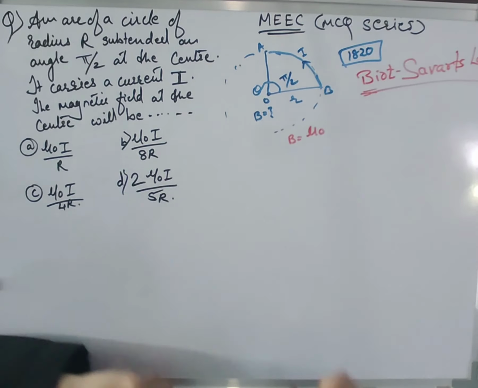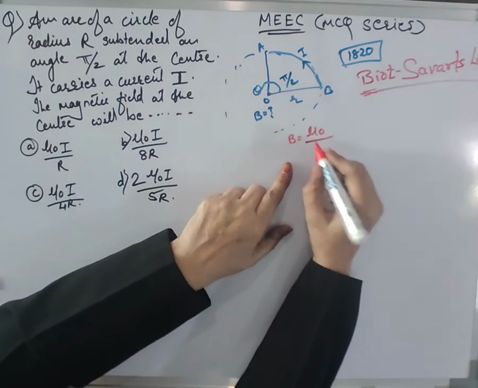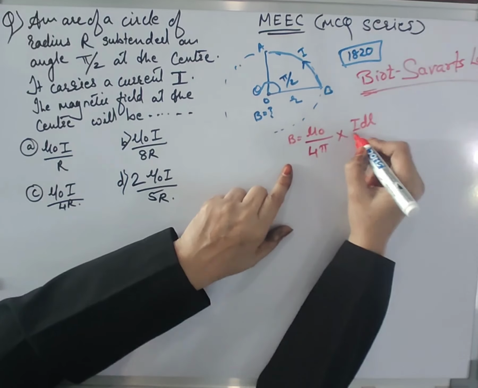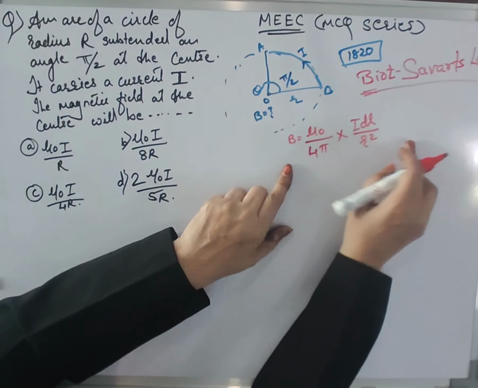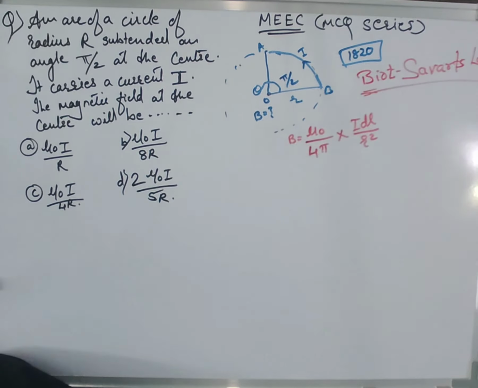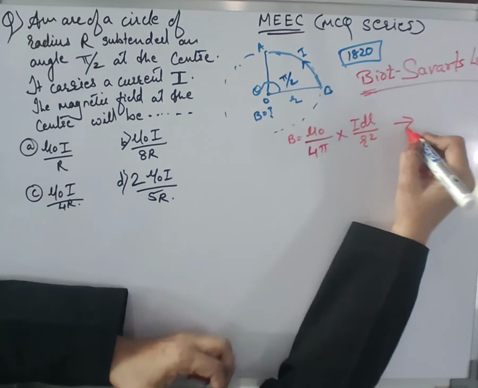So in this condition what we have to apply is mu naught upon 4 pi into I dl upon r square. In the previous one, for a straight current carrying conductor, it was different. B inside the solenoid was mu naught n I, and so on. So there are so many formulas they have given. And this is the scalar form.